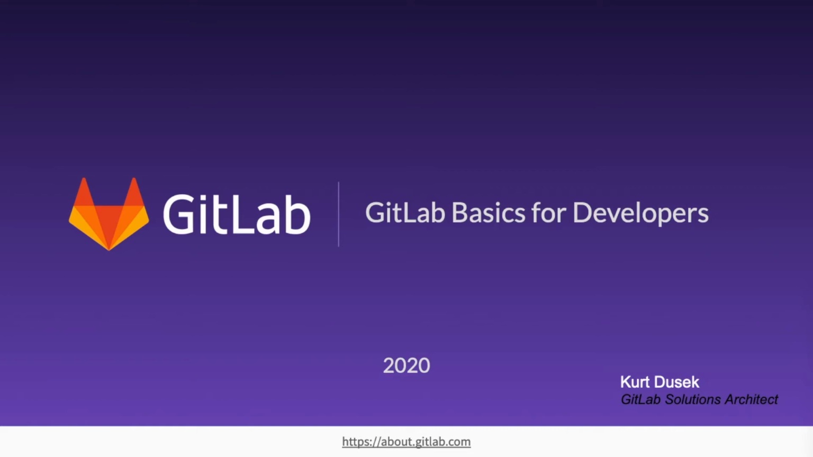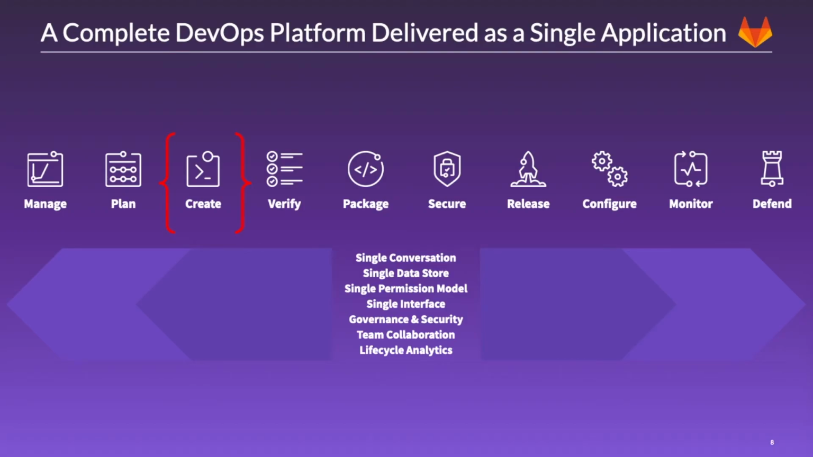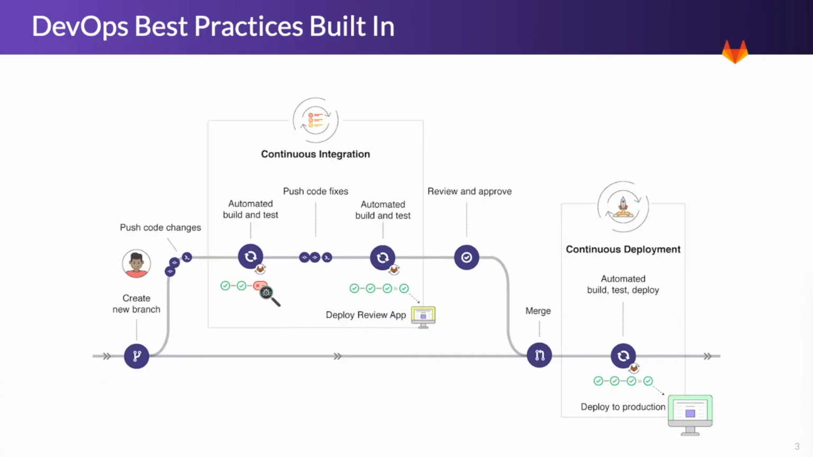I am a solution architect with GitLab, and today I'm going to be discussing GitLab basics for developers. As many of you know, GitLab is a DevOps platform that covers the entire software development process, and today we're really going to be focusing on the create stage. So in this case, we're going to be going over the advantages of using a merge request-based branching strategy.